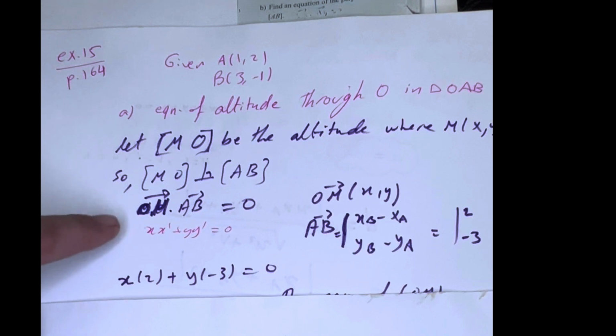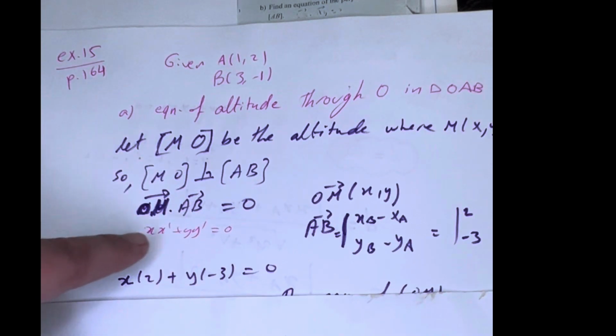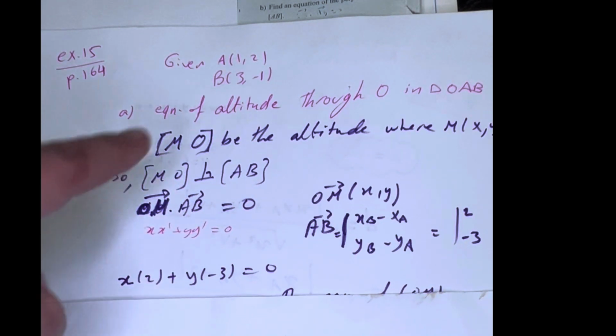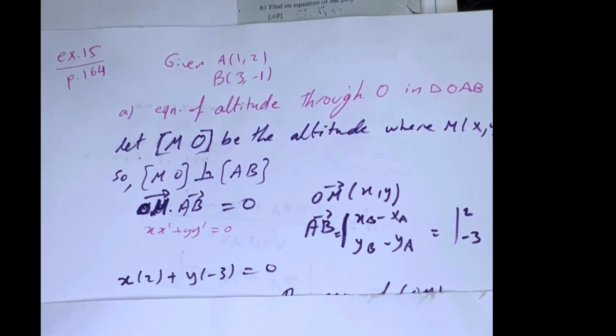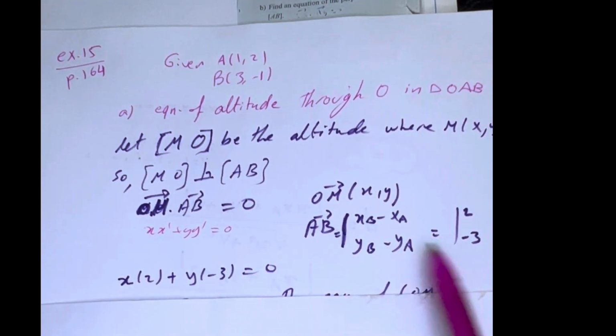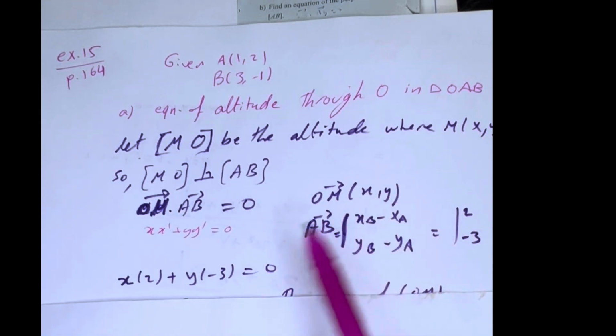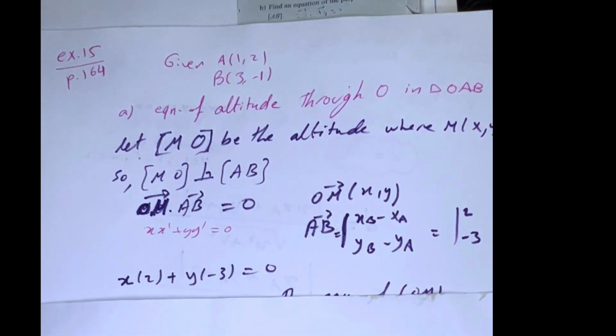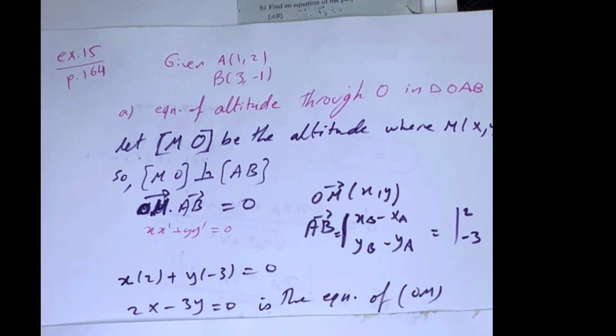x of OM times x of AB, this is x prime, plus y of OM times y of AB, this is y prime. We put it equal to 0 to find the equation. So it is 2 times x plus minus 3 times y, which is 2x minus 3y equals 0. This is the equation required. Okay, this is the altitude, and we finished the first part. Let's go in a few minutes to find the perpendicular bisector.